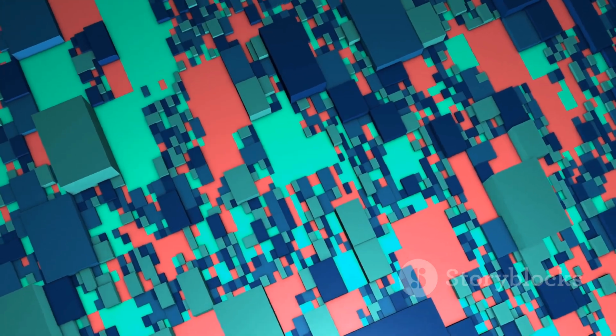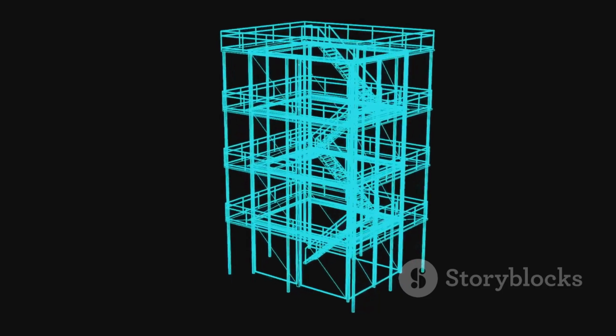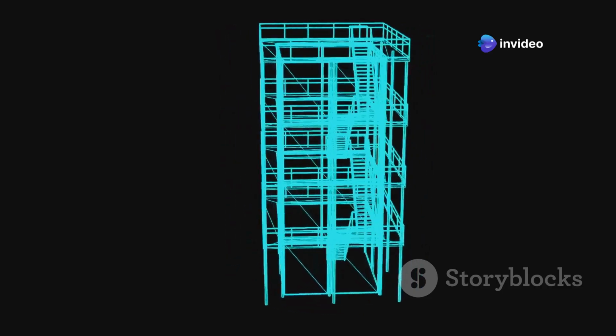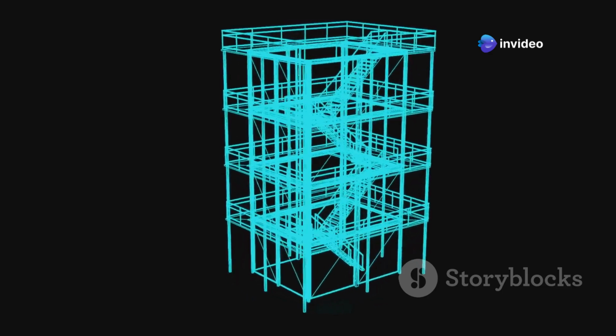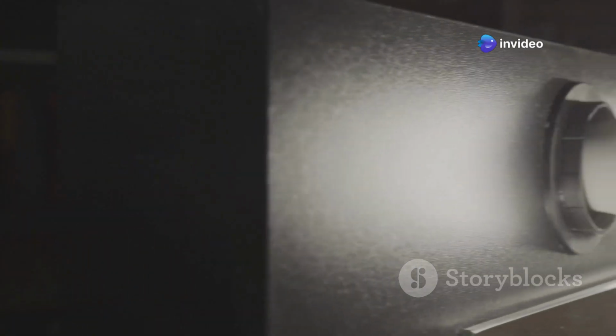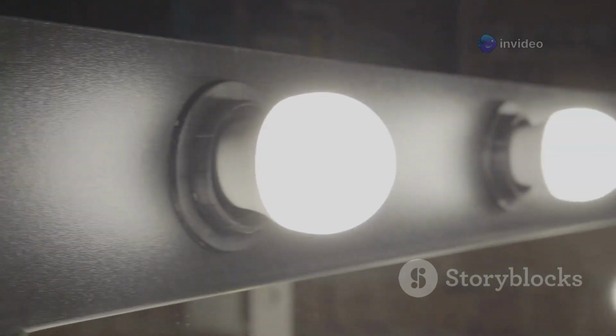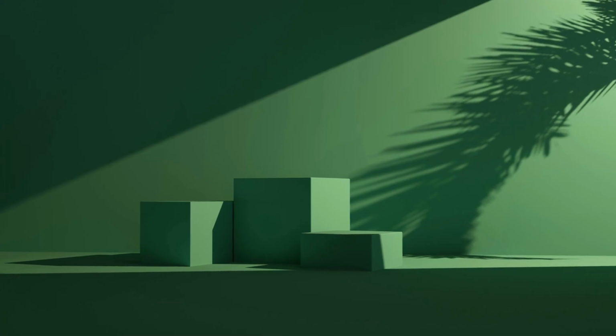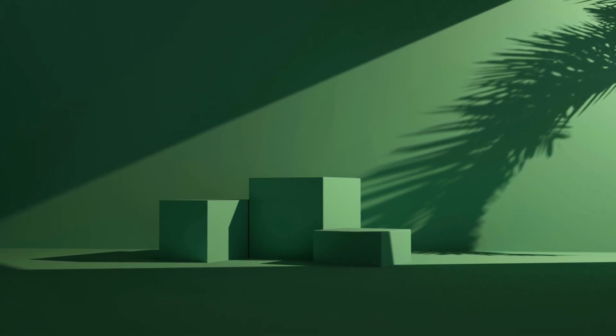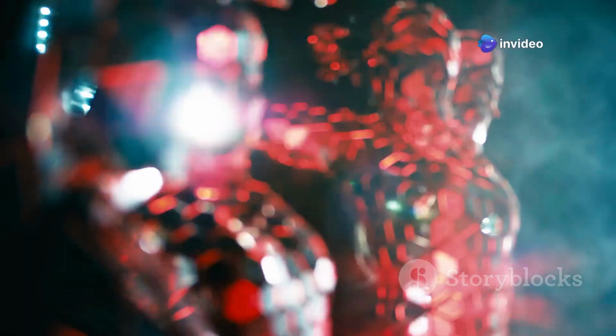Then, there's the rendering process itself. That's when the computer takes all that geometric data and turns it into the final image you see. This involves figuring out how light bounces off different surfaces, which parts of objects are visible from the camera's viewpoint, and how to create shadows and reflections.